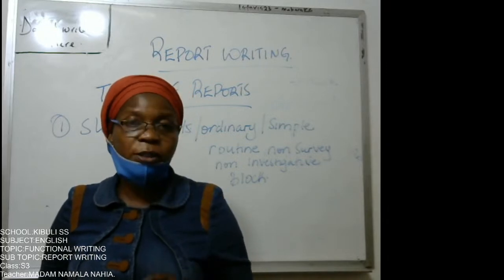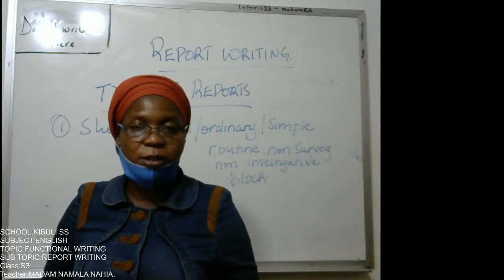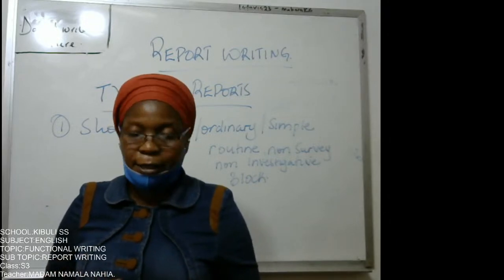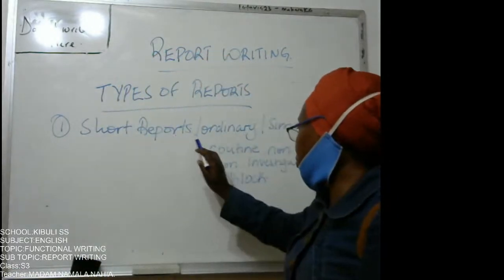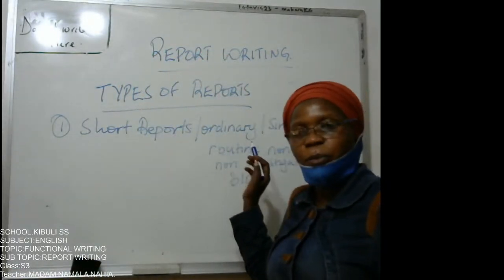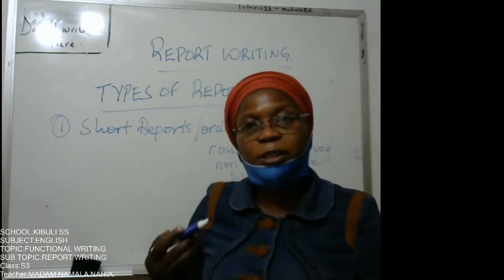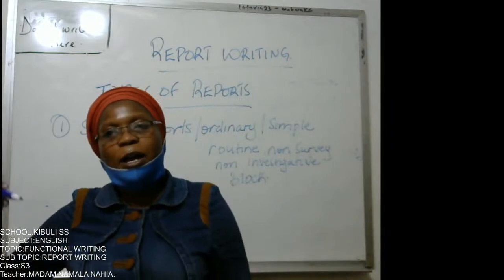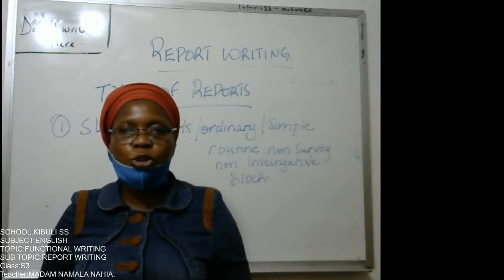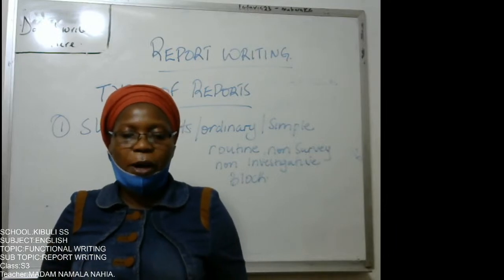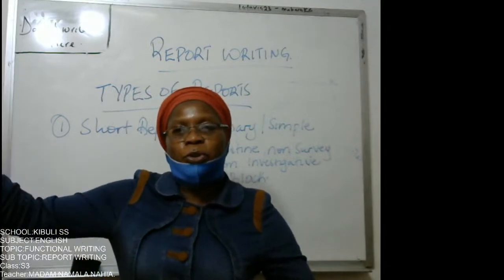It is this report that we usually write. It is this report that is usually demanded. Take an example. We have said a short report is a routine report. That means if we are to give a report on things that occur regularly, then we have to write a short report. When we talk about a routine, that means something happens in a given period of time.